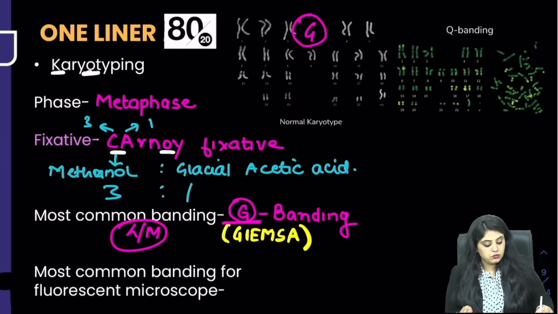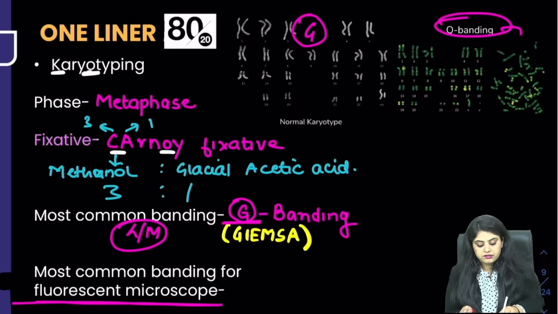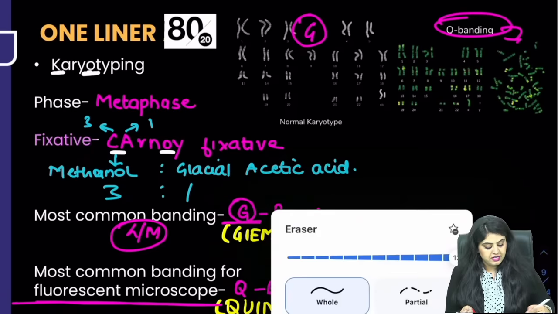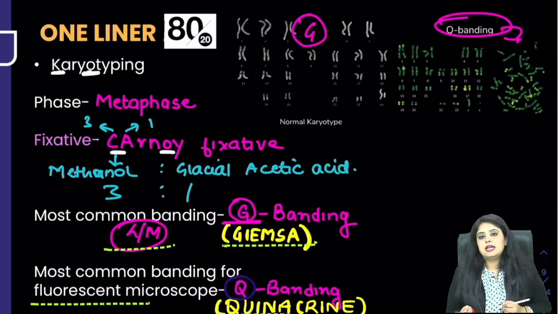Whereas if I ask you about some fancy microscope like a fluorescent microscope, you can see that for fluorescent I have not used something poor, I have used something very fancy. And what is that fancy stuff? That fancy stuff is Q banding, quinacrine banding. For Queen, you need something fancy. And Giemsa is poor, for that you need a light microscope. All of them are PYQs. Is that okay? Let's move forward.